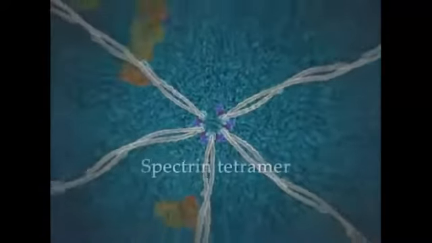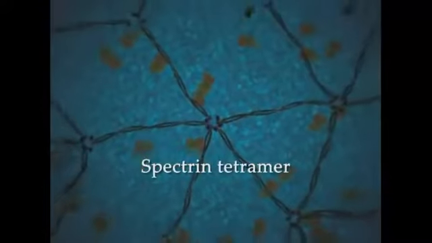Beneath the lipid bilayer, spectrin tetramers arranged into a hexagonal network are anchored by membrane proteins. This network forms the membrane skeleton that contributes to membrane stability and membrane protein distribution.